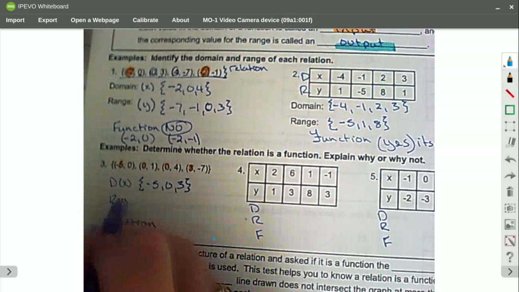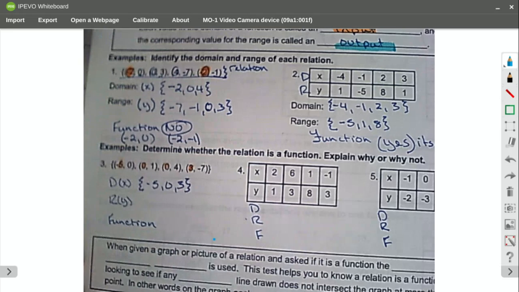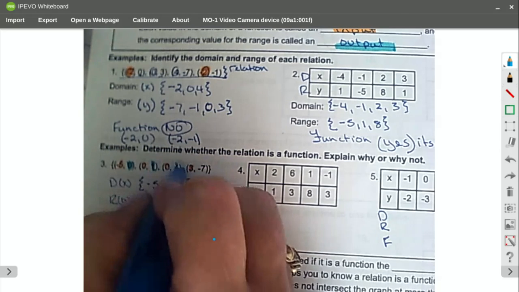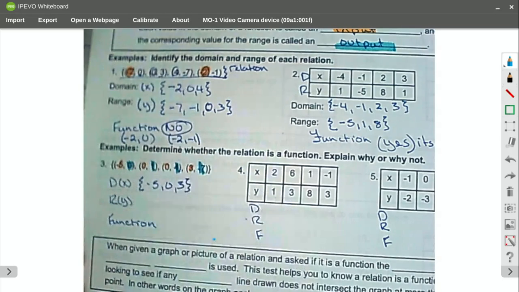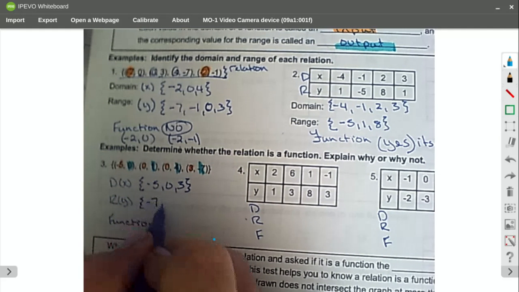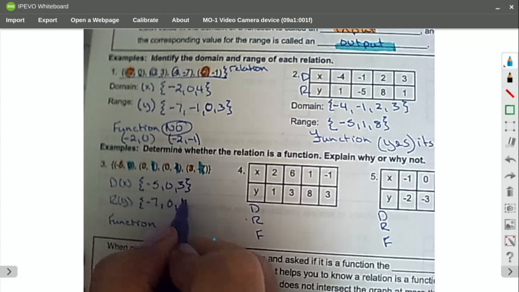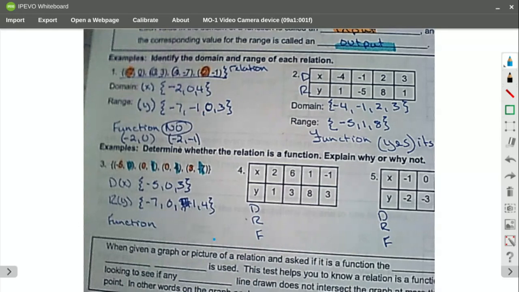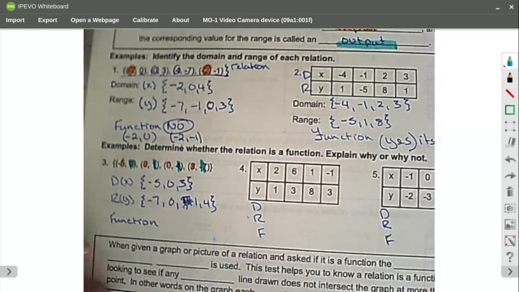Okay, range is my y's. So I'm going to use 0, 1, 4, and -7. Those are my range. So I'm going to say the set of -7, 0, 1, and, whoop, I missed my 1. 1 and 4. Oh, see, Miss Graham got caught. This is where we should be writing with a pencil so we can erase.